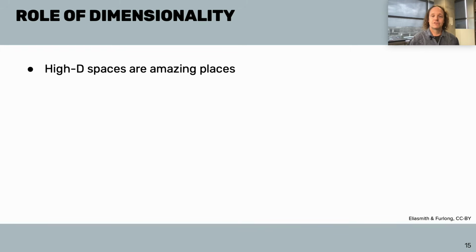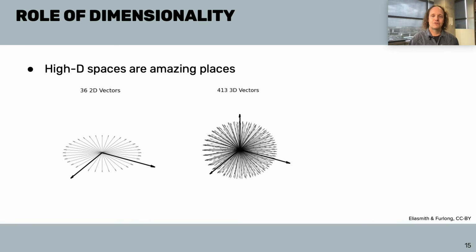Suppose we're in a two-dimensional space. And we're thinking about unit vectors here, so all the vectors lie on the unit circle. There are 360 degrees in a circle, so there are 36 vectors that we can pack into that two-dimensional space. If we add one dimension to the space, we suddenly get 413 vectors, a massive increase.